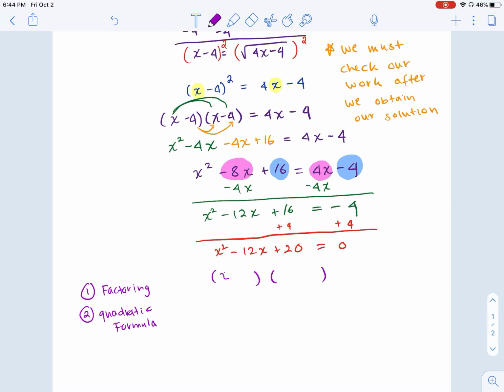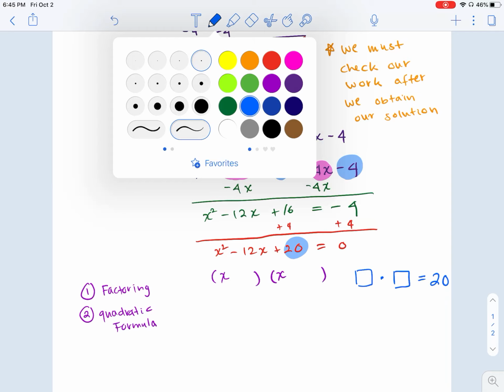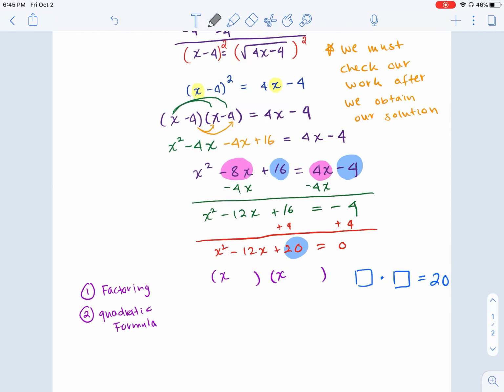I know to get x squared, I need an x and an x. And then from here, I need to think of two numbers that when we multiply them equal 20, and when we add the two numbers, we want it to equal negative 12.